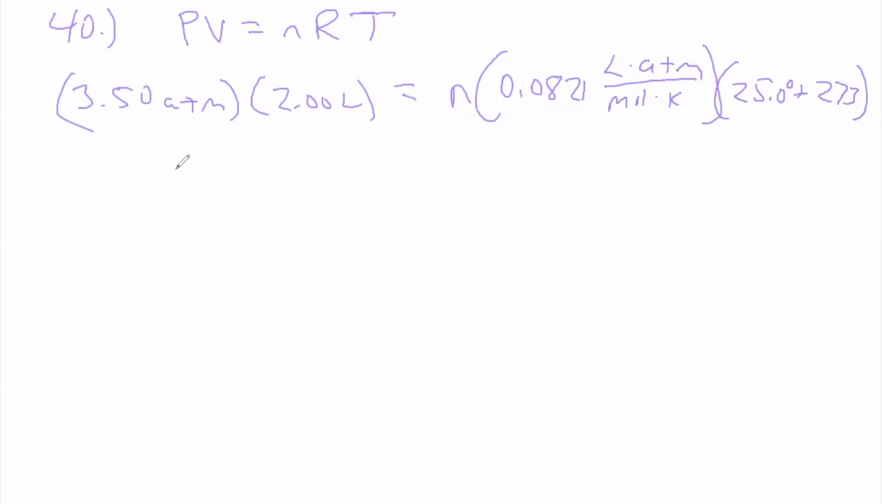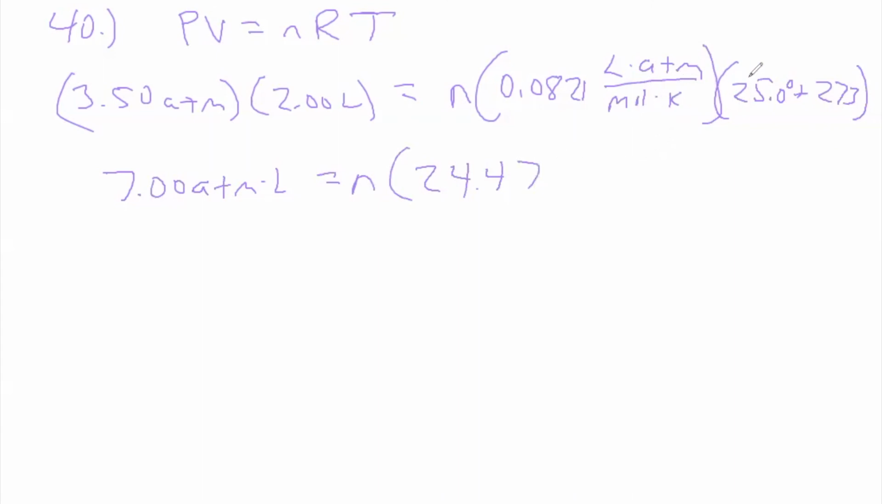Okay, so let's multiply the left-hand side, 3.5 times 2. That gives us 7, with sig figs 7.00 atmospheres times liters. The right-hand side, 0.0821 times 25 plus 273. That gives us N times 24.47.